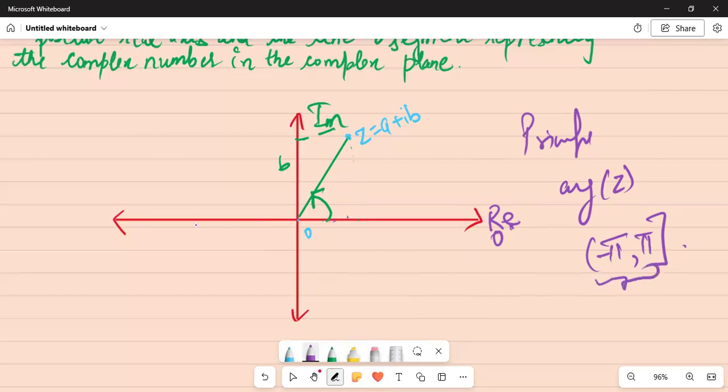Now, this is pi by 2 and this is pi, when we are taking it in the anti-clockwise direction. That is the reason it is positive. That means if we go from the positive real axis in this direction, anti-clockwise, this is pi by 2 and pi. But if we go in the clockwise direction, then it is minus pi.